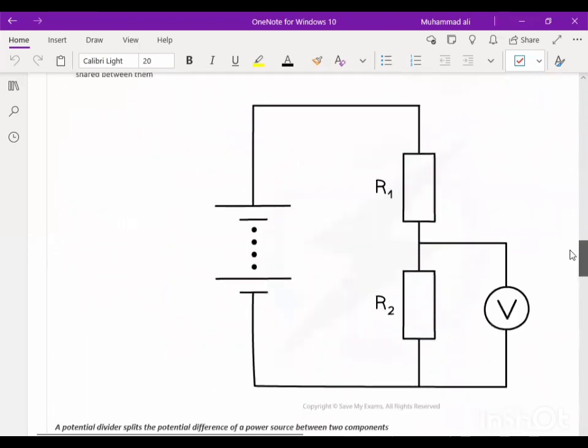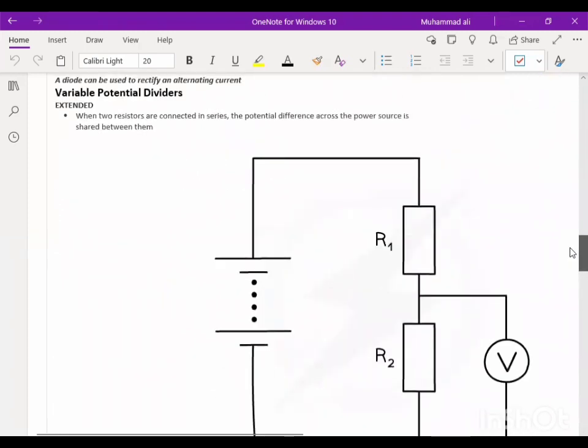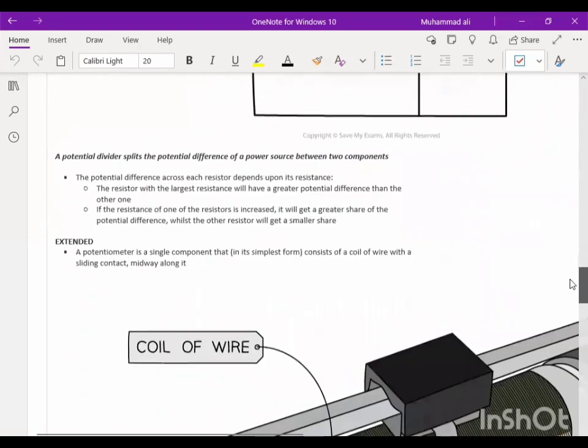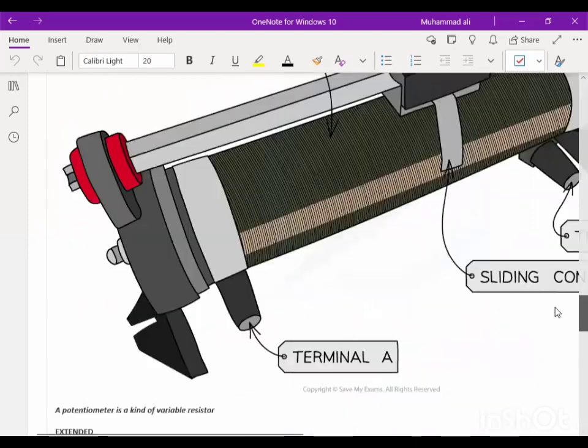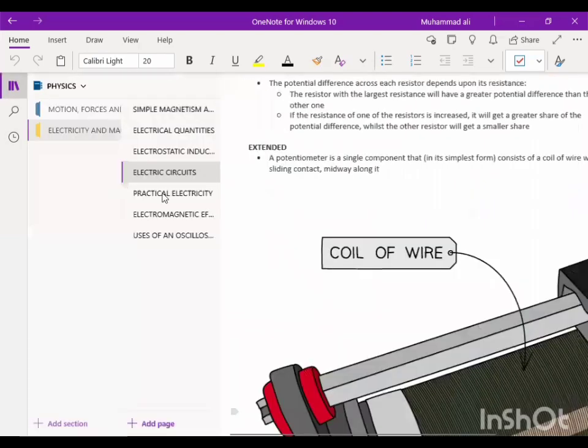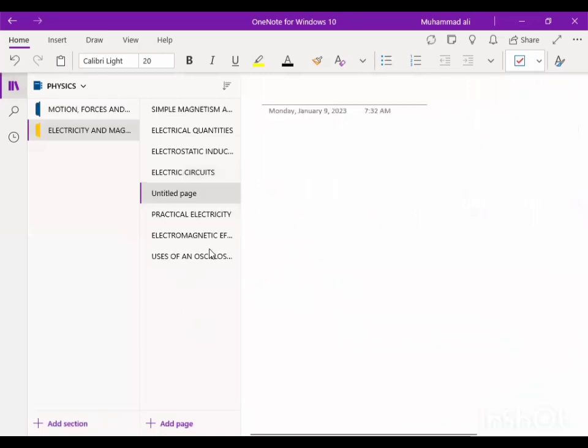Then variable potential dividers. When two resistors are connected in series, the potential difference across the power source is shared between them. Now this part is what I need to discuss in detail, but before I do all of this, I'm going to start with simple combinations, right? So now let's actually start with today's learning outcome. I'm going to start with simple circuits, and then I'm going to move on to potential dividers and all of this stuff, right? So first of all, if I give you two circuits, let me bring two circuits first.